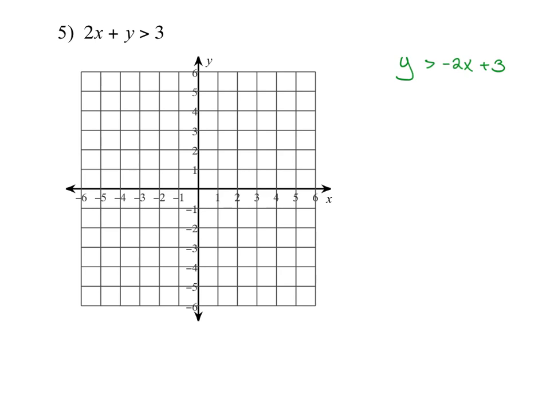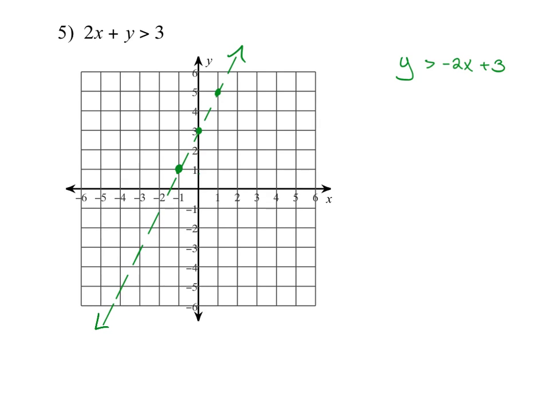So I'm going to start by tracing the graph. I'm starting at 3, and I'm going up 1 to the right. In this case, I don't have more space to go up, so I'm going to go down 2 and 1 to the left. And I'm going to trace the line. In this case, it's just greater than, so that means that I'm going to draw a dotted line. So my line is going to be dotted right there.